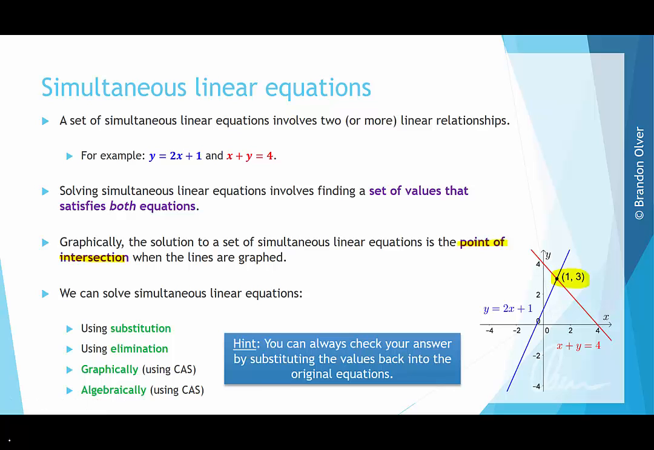As a hint, you can always check your answer by substituting the values you've found back into the original equations. So if you put x equals 1 back into this equation, you have y equals 2 plus 1 equals 3, so that checks out. And similarly, if you put x and y as 1 and 3 respectively into the red equation, you'd have 1 plus 3 does indeed equal 4, so that checks out as well. So we know that's the correct solution to that simultaneous set of equations.